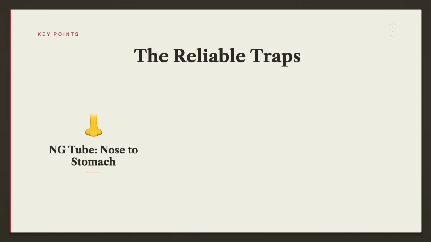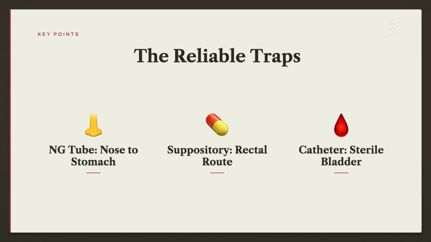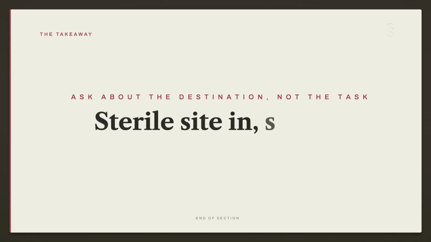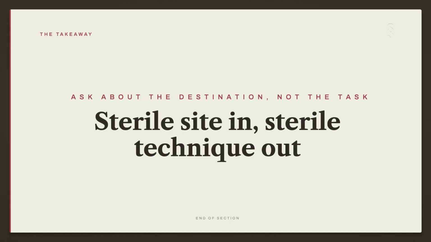Nasogastric tube insertion is a classic trap. The nose and stomach are both colonized, so clean technique applies. A rectal suppository is similarly clean, not sterile, while catheter insertion remains the true sterile case because it targets a sterile cavity. The real question is never how invasive a task feels, but whether its destination is normally sterile. And that single distinction, separate from standard and transmission-based precautions, is what the exam is testing.